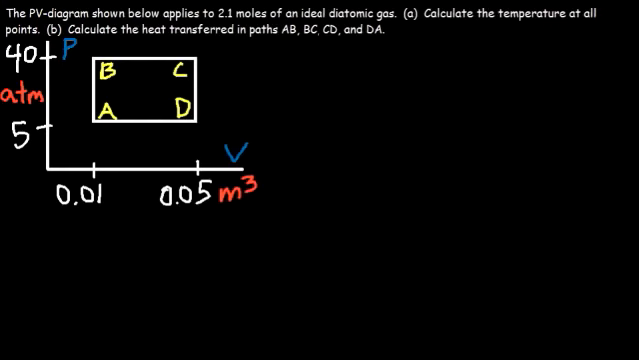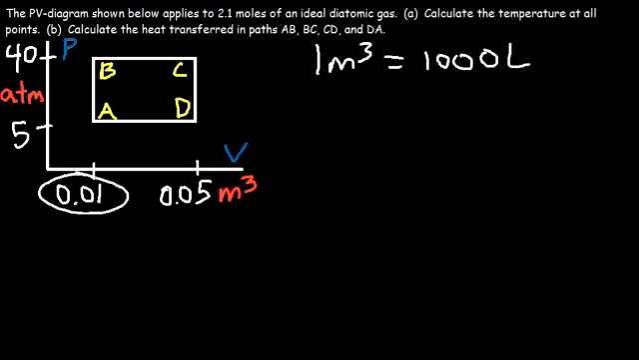The PV diagram shown below applies to 2.1 moles of an ideal diatomic gas. Calculate the temperature at all points. Now we need to use the equation PV is equal to nRT, at least for the first point. And then we can easily find the other points. Now notice that the volume is in cubic meters. 1 cubic meter is equal to 1,000 liters. So to convert these values into liters, multiply by 1,000. So this is basically 10 liters, and this is equivalent to 50 liters.